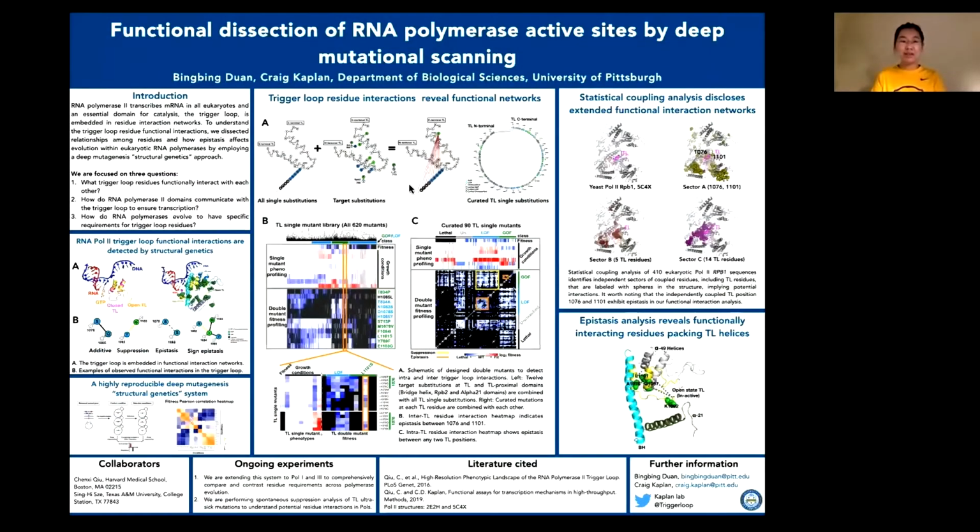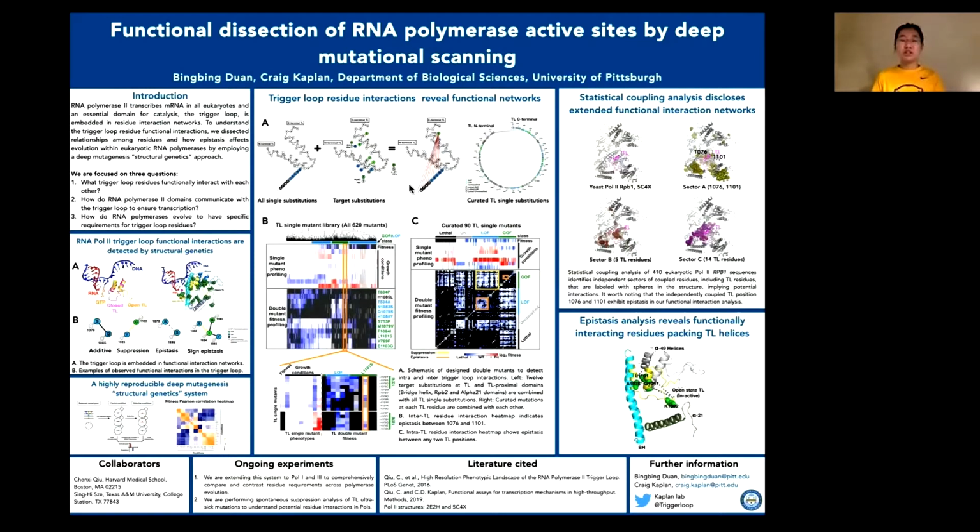Hi, I'm Bing, a grad student in Dr. Craig Kaplan's lab. How do protein residues interact with each other to ensure proper functions? With an essential domain of RNA polymerase II, the trigger loop, as an example, my project dissects almost all residue interactions in the trigger loop by a highly reproducible deep mutagenesis structural genetics system. We identified functionally dependent residues in the trigger loop. Coupling analysis suggests those dependent residues may be co-evolved.